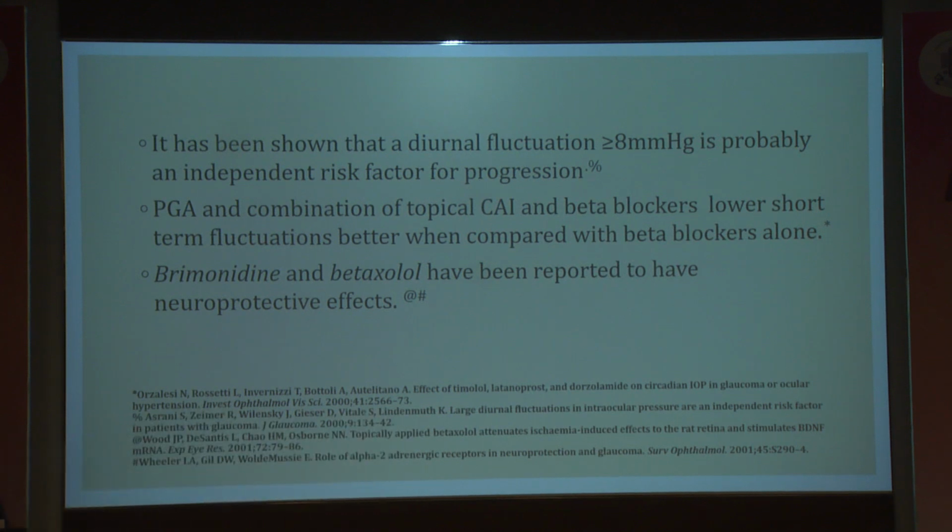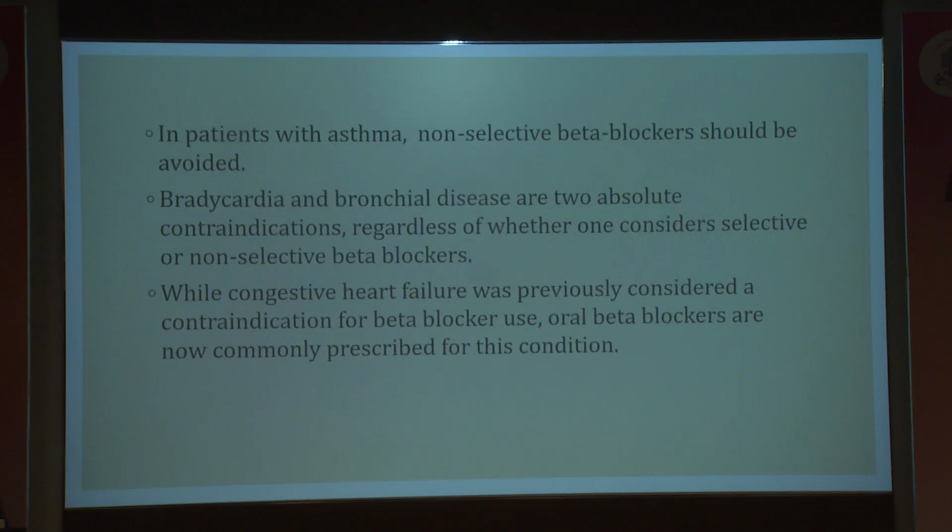And it has been shown that brimonidine and betaxolol also tend to have a strong degree of neuroprotective effect. This can be because of release of certain neurotrophic agents as well as improving the blood supply to the optic nerve. Now certain conditions wherein we would not prefer certain drugs is if a patient presents with a history of bronchial asthma, non-selective beta blockers should be strongly avoided.